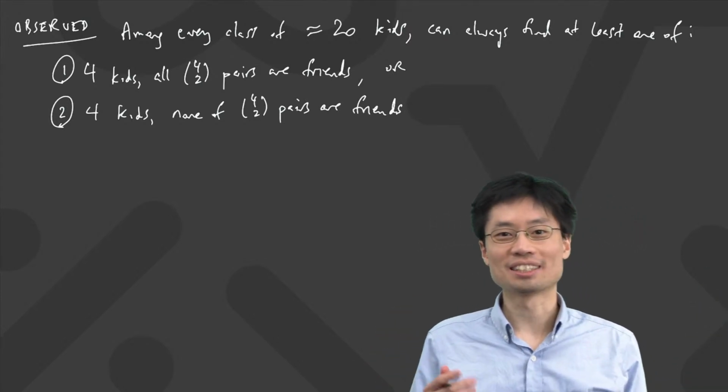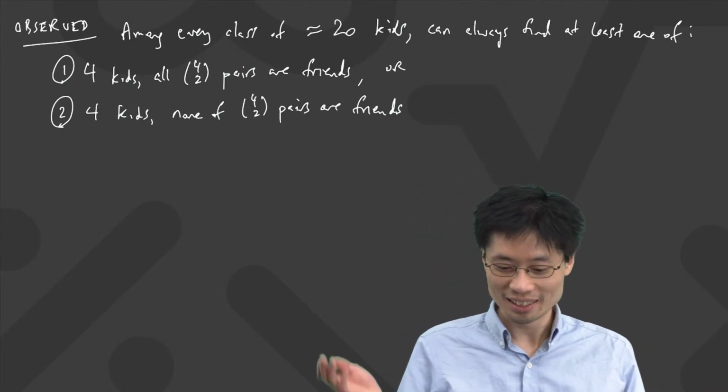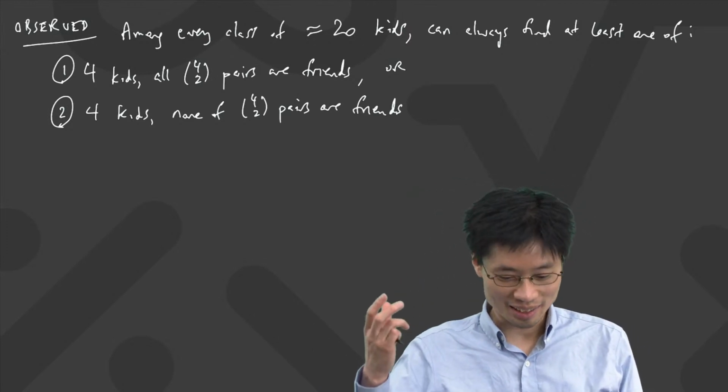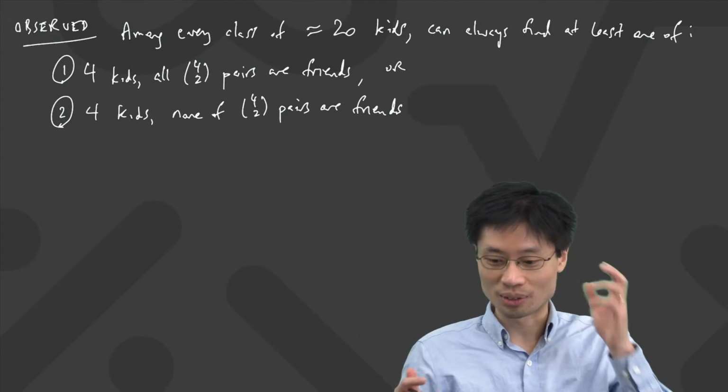Okay, so this was kind of nifty. This Hungarian sociologist was going through classrooms and finding out that this is just the nature of human behavior somehow. They always have this situation where you can find a group of 4 who are friends, or a group of 4 who are not friends.